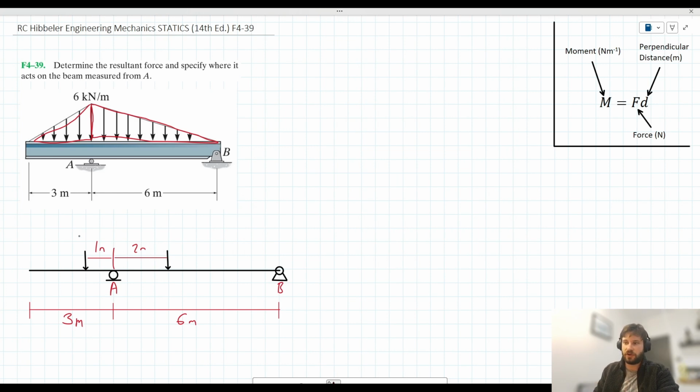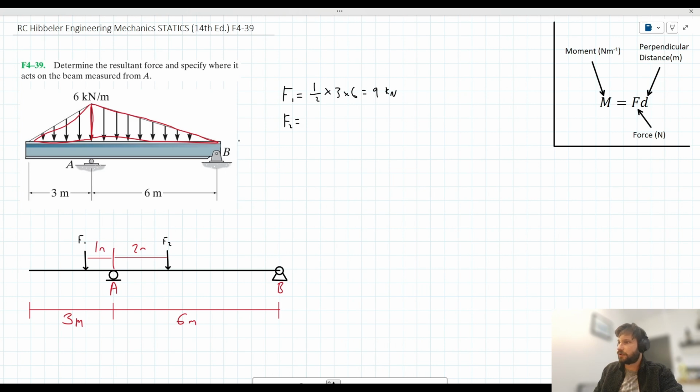Let's move on to solve for the magnitudes of these point loads now. I'm going to label this one on the left F1 and this one on the right F2. Let's work out F1 first. We can determine the magnitude of this point load by calculating the area of this distributed load here. The area of a triangle is a half times base times height, so we've got a half times 3 times 6 here, which gives 9 kilonewtons.